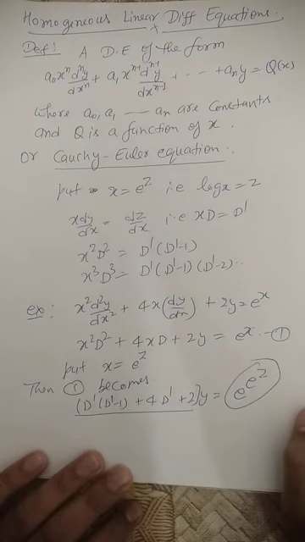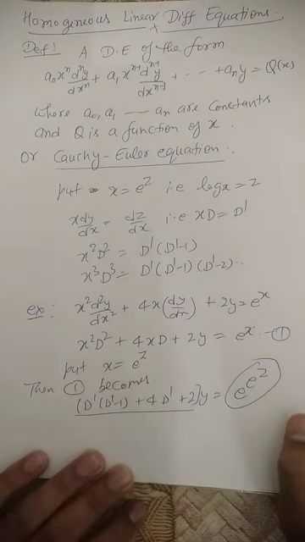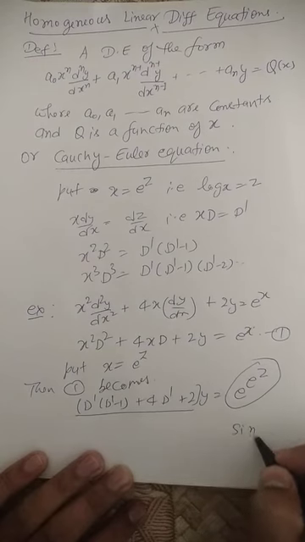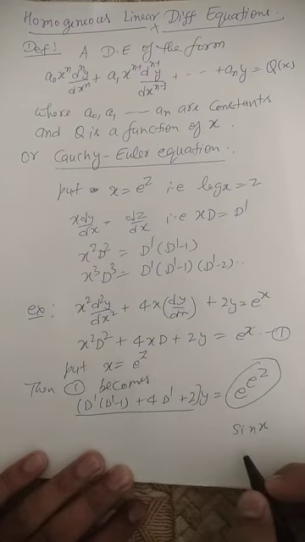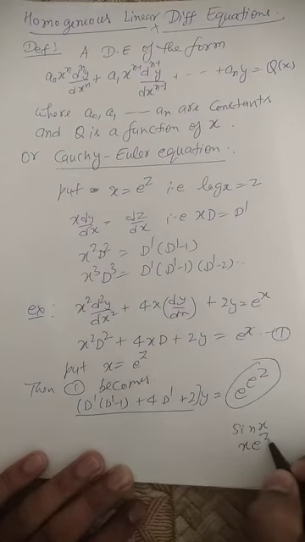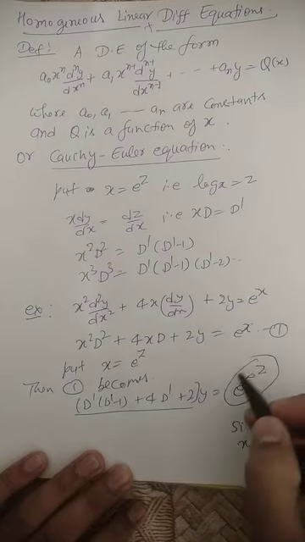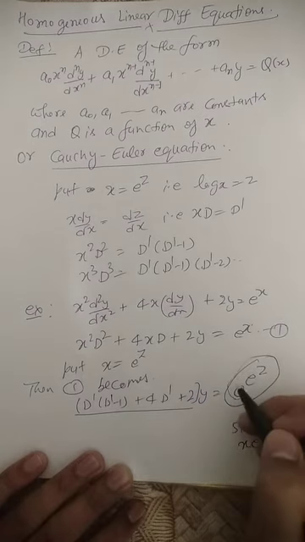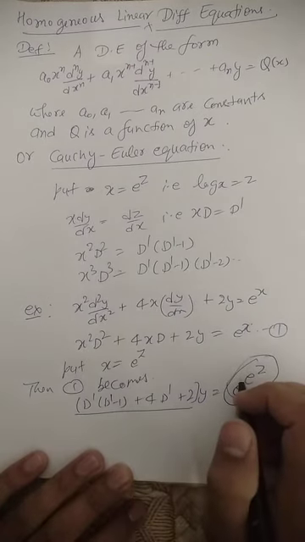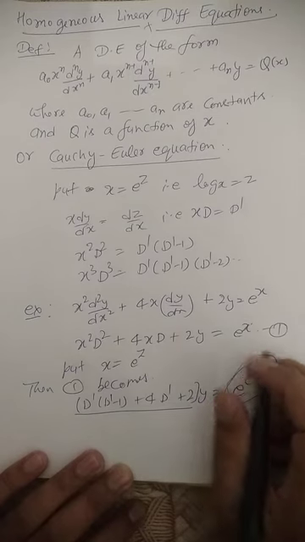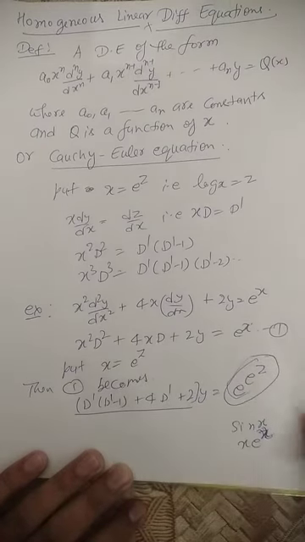In previous methods we have a lot of formulas for when the right side is sin x, or x e to the power x, and how to solve those. But we don't know how to find the PI for this type. So I am going to give a formula to all of you that you have to remember, and you can easily solve this type of Cauchy-Euler equation.